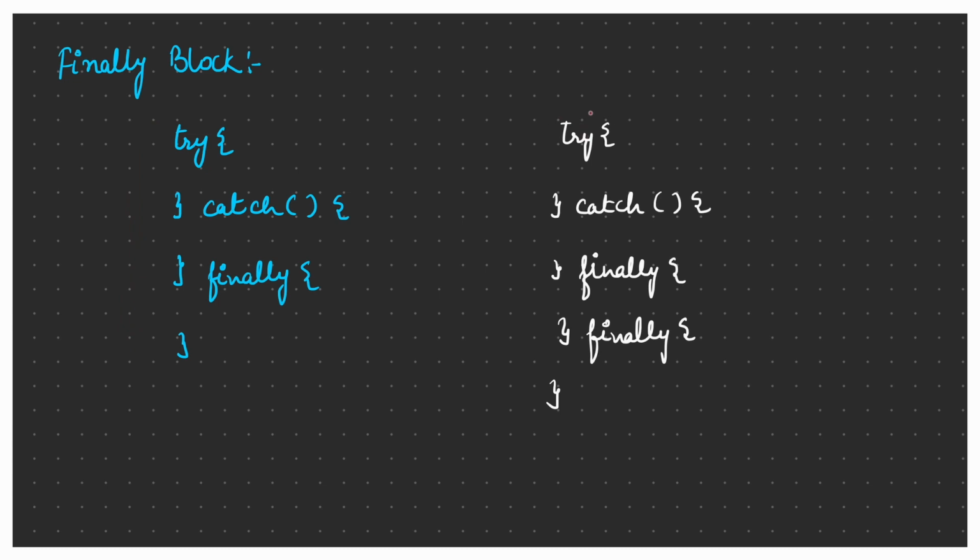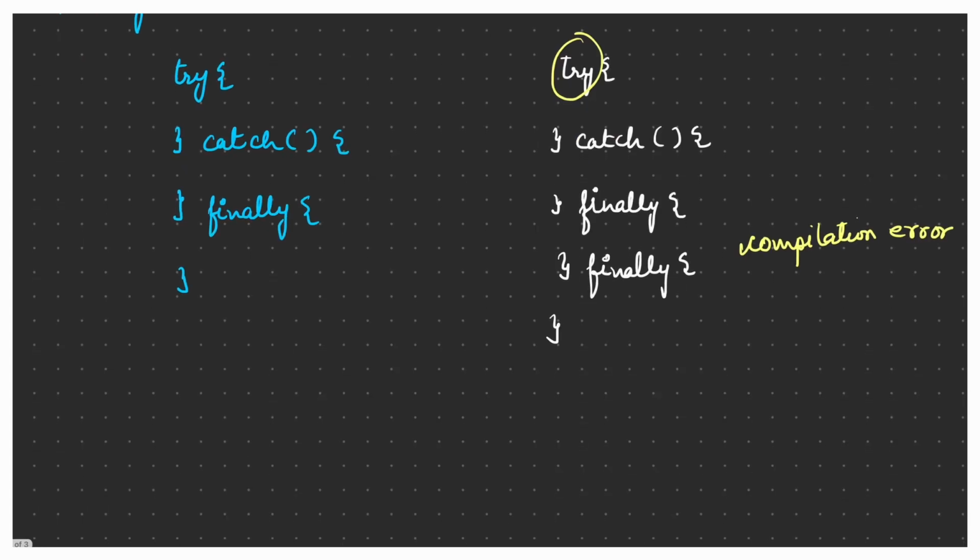Now for a try block, we have a catch block, but we have two finally blocks. As I mentioned, for a try block there can be only one finally block. That means this will give us a compilation error, because there are two finally blocks present corresponding to a try block. Done? So for a try block, only one finally block is allowed.